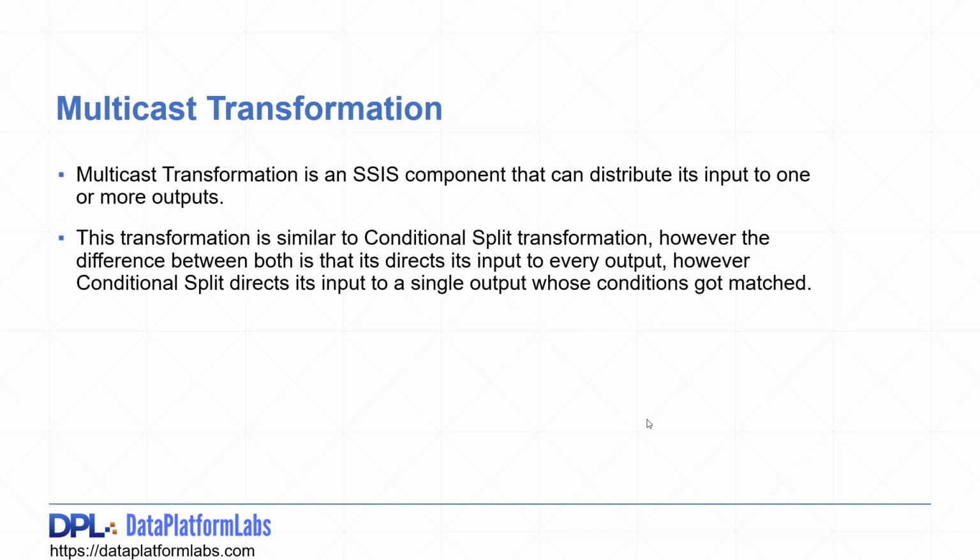This multicast transformation is similar to the conditional split transformation. However, the difference between both is that the multicast transformation directs its input to every output. However, conditional split directs its input to a single output whose condition will get matched.